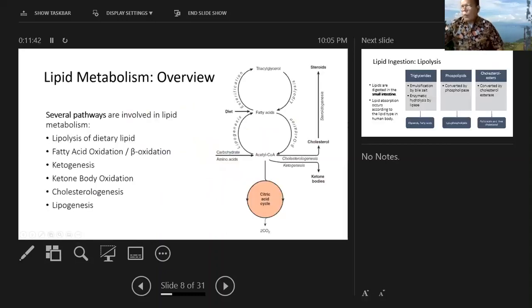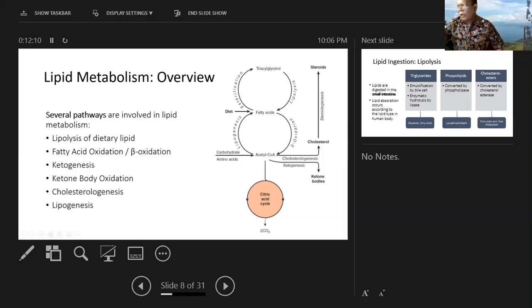Now let's move to lipid metabolism as an overview. Several pathways are involved in lipid metabolism. The first one is lipolysis of dietary lipid, and then fatty acid oxidation or beta oxidation, ketogenesis, ketone body oxidation, cholesterologenesis, and lipogenesis. Let's see from the upper side of this one.